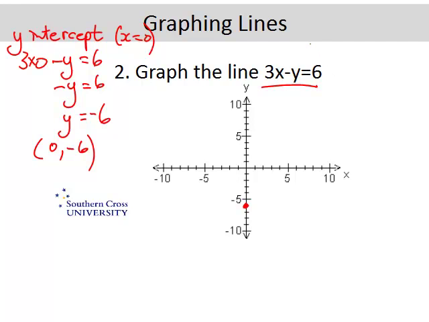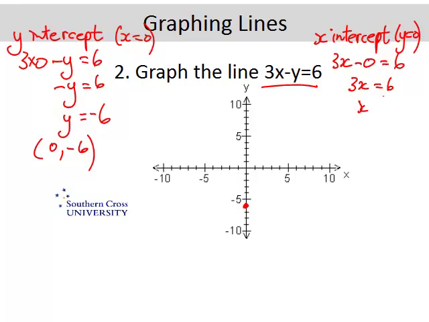Now the x-intercept, okay, that's where the line will cut the x-axis, occurs when y equals 0. We know that everywhere along the x-axis here, y is equal to 0. So we substitute in y equals 0. So 3x take away 0 is equal to 6. So that means just 3x is equal to 6. Dividing both sides by 3, x is equal to 6 divided by 3, which is 2. So that makes that coordinate 2, 0.